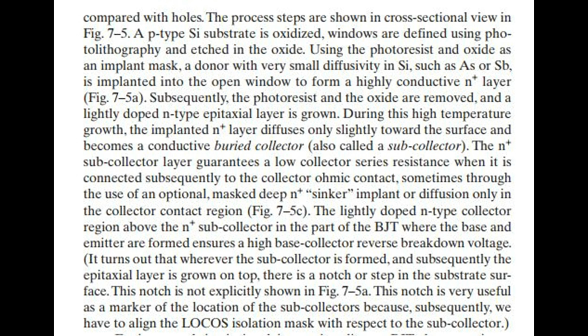The lightly doped N-type collector region above the N+ subcollector, in the part of the BJT where the base and emitter are formed, ensures a high base collector reverse breakdown voltage. It turns out that wherever the subcollector is formed, and subsequently the epitaxial layer is grown on top, there is a notch or step in the substrate surface. This notch is not explicitly shown in Fig. 7.5a. This notch is very useful as a marker of the location of the subcollectors because, subsequently, we have to align the LOCOS isolation mask with respect to the subcollector.